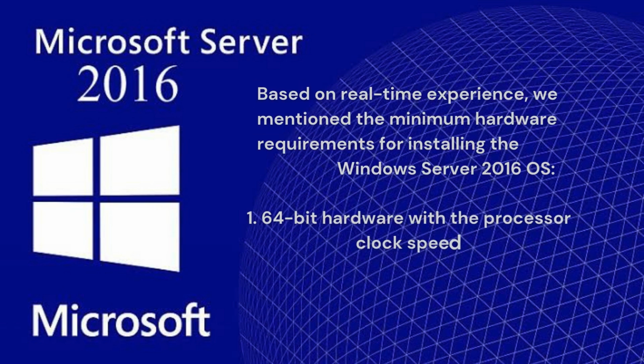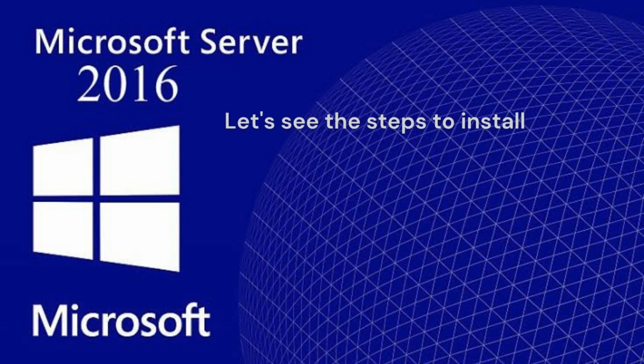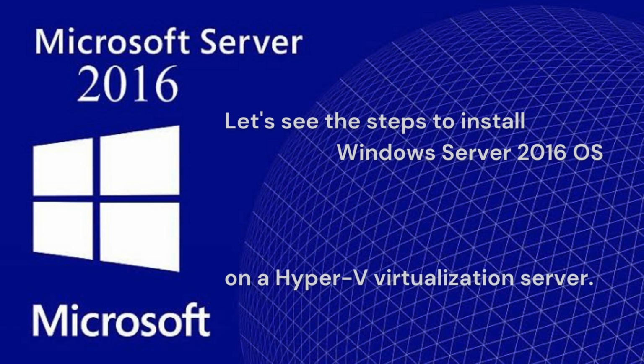Minimum hardware requirements for installing the Windows Server 2016 OS: 64-bit hardware with a processor clock speed of at least 1.4 GHz, 4 GB of RAM, and 120 GB of hard disk space. Let's see the steps to install Windows Server 2016 OS on a Hyper-V virtualization server.